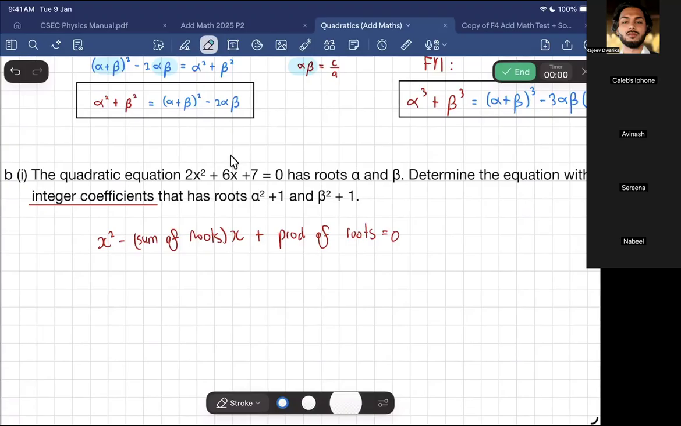Because, oh, wait, I'm not sure actually. Okay, that 4 is for alpha squared plus 1 plus beta squared plus 1. That is not for alpha squared plus beta squared. If you understand what I mean. Oh, yes, sir. That 4 is alpha squared plus beta squared plus 2. So what would alpha squared plus beta squared be? 2. Yeah, 2. Okay.